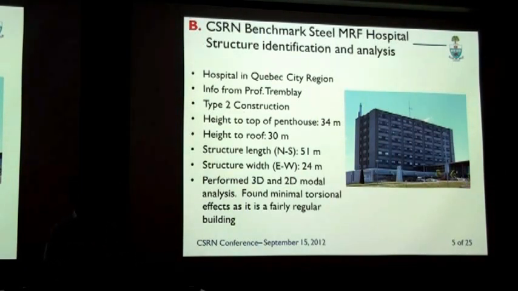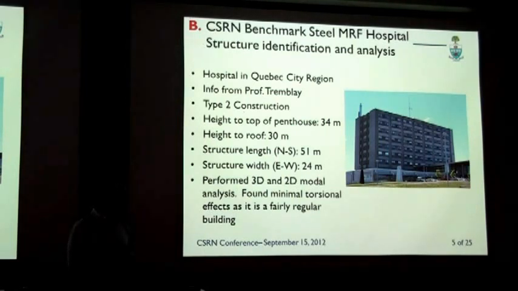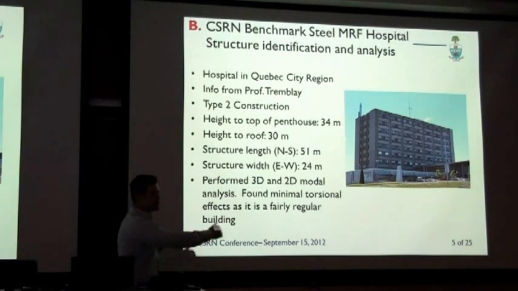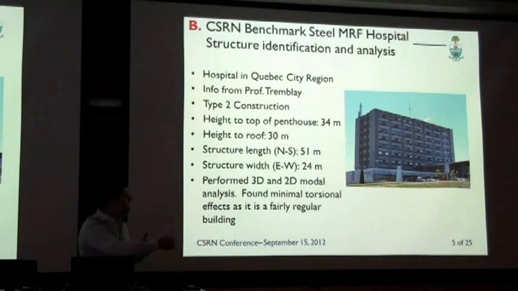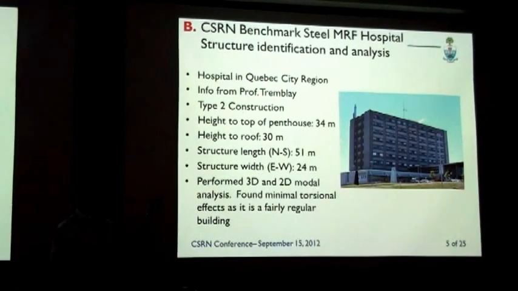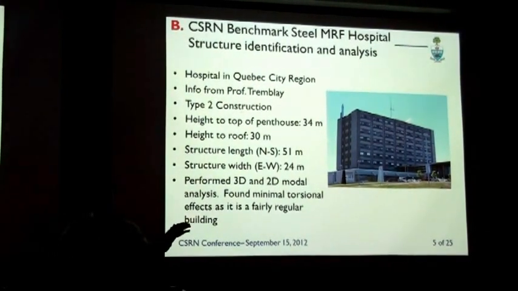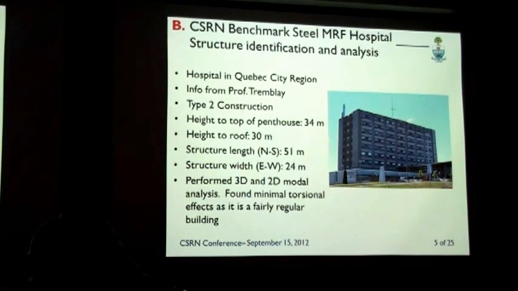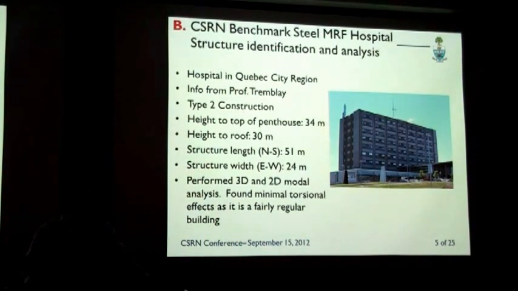So this is the CSRN benchmark steel MRF hospital structure. It is located in the Quebec City region, and it is 34 meters of glorious Type 2 construction steel MRFs. There's 3 bay frames in the short direction and 7 bay frames in the long direction. And it sits on top of a concrete podium that was completely ignored in the analysis and was assumed to be perfectly rigid.